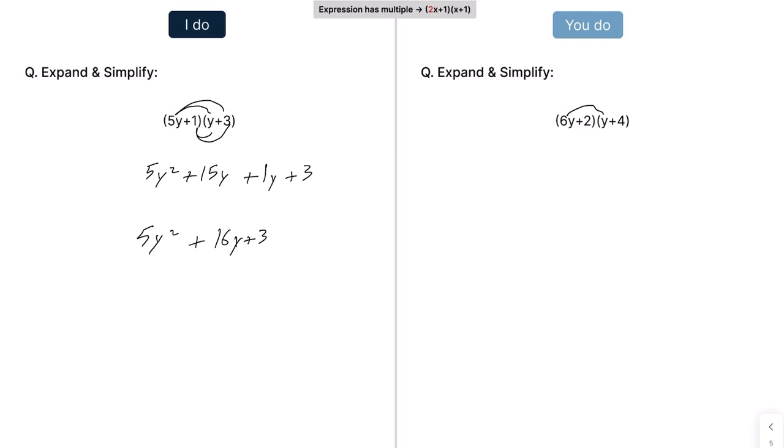So hopefully you got to go at this one, so that's y squared plus 24y plus 2y plus 8, which simplifies to y squared plus 26y plus 8.